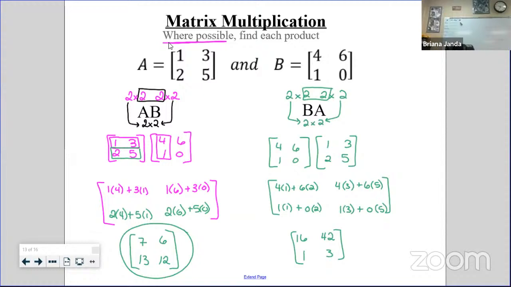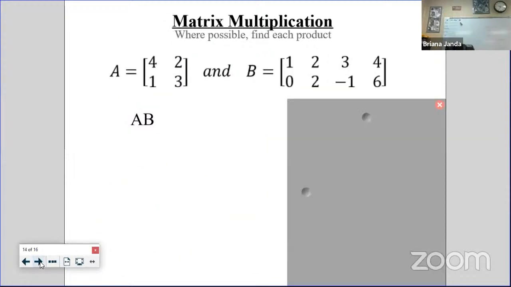Okay, any questions on the multiplication? Now, on these first two, I pointed out "when possible," and we talked through that these actually worked, but with a 2 by 2 and a 2 by 2, obviously order did not matter on being able to do this. So let's look at some where it does make a difference. On this last one, we're going to do AB first. And again, we'll decide if possible. Make sure you slow down and look through that part again.